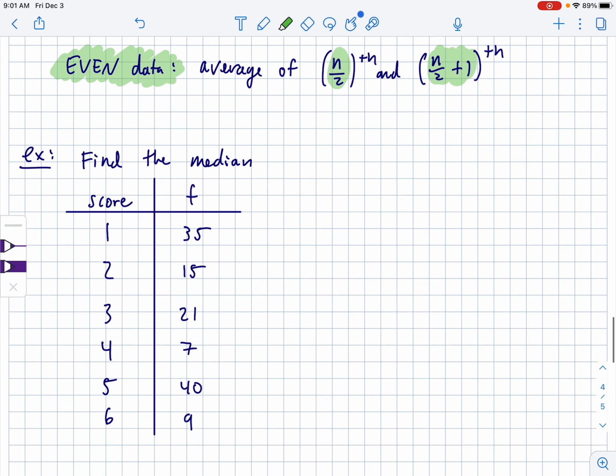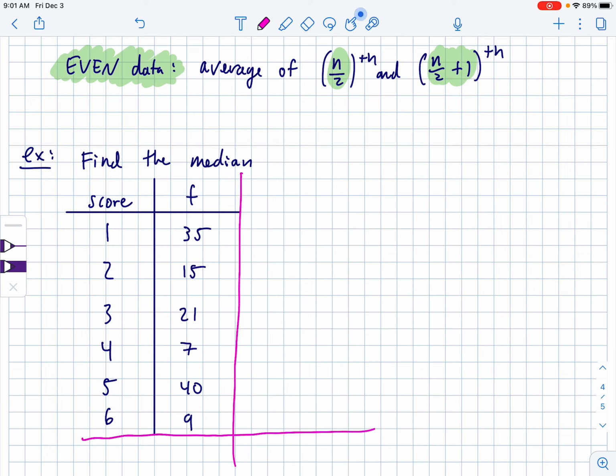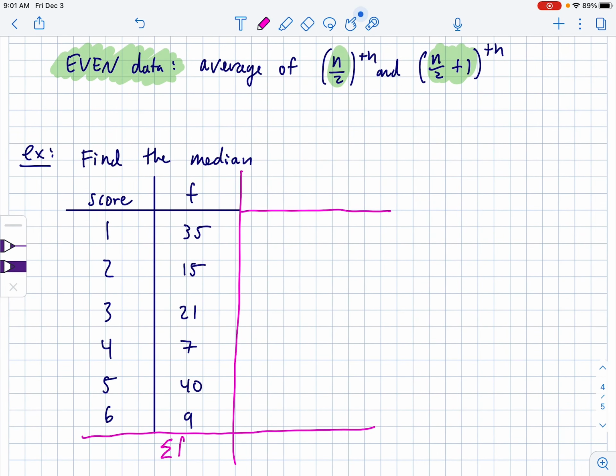Allow me to show you an example. Find the median of this. So, first thing we need is how many data pieces there are. So, I'm going to make a bottom on my table here. And then actually, we're going to need one more column. If you add 35 and 15 and 21 and 7 and 40 and 9, you get 127. So, sigma F equals 127.